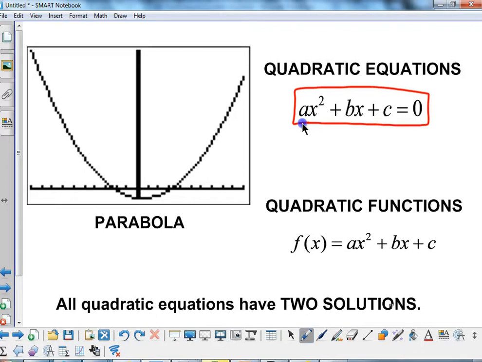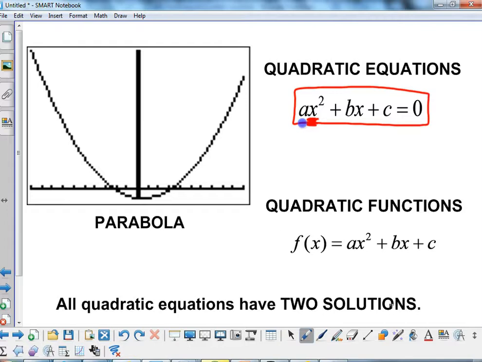The key identifier here is that you have an x squared as the lead variable. It doesn't necessarily have to have a number in front of it. It can have just x squared there or anything else. But anytime you have a second degree equation or a second degree polynomial as the equation, that means that it's quadratic in nature.